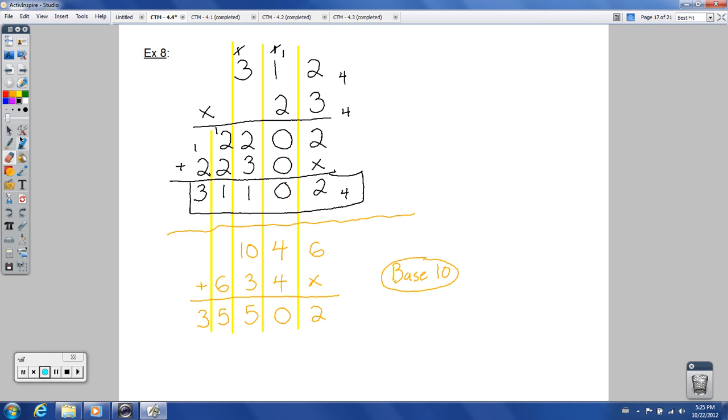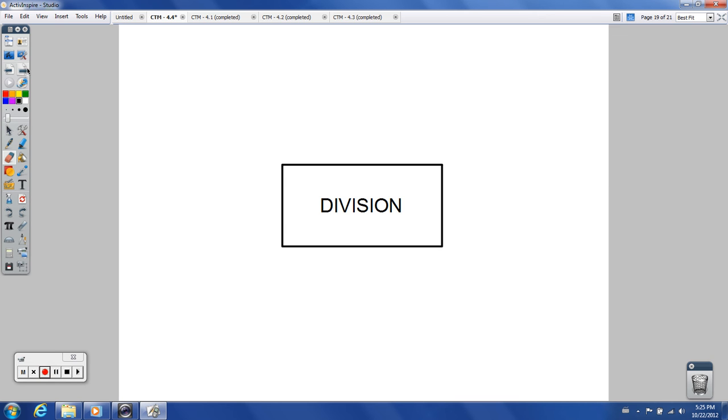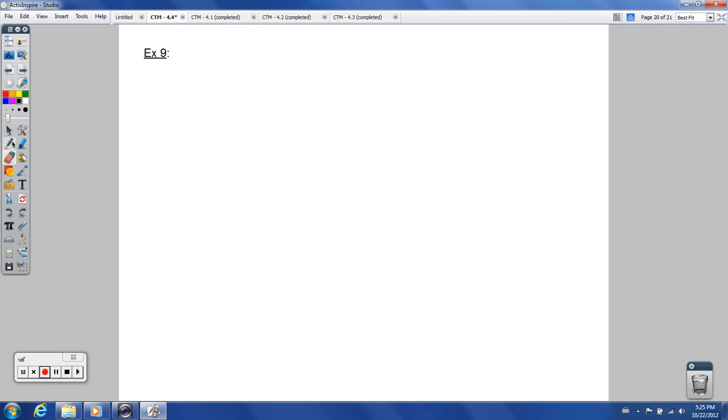Alright, so let's move on to now division, our last of the 4 concepts. And it's still there. What does that say? I can't hardly read that. Anyway, division. How do we do division, long division, in different bases? So let's see what I've got here. I'm using black, nope, it's on orange still, there we go.